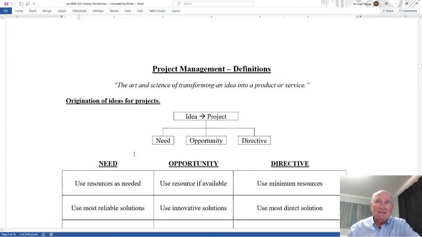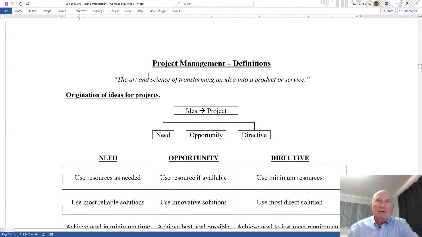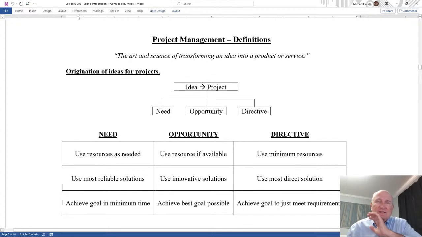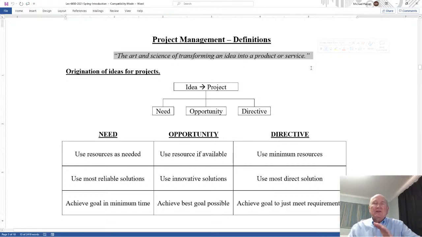Well, let's ask that. Okay, the project definitions. Now let's go through these and expand on them. The art and science of transforming an idea into a product or service. There are 3 words in here that are very important. First of all, the idea.